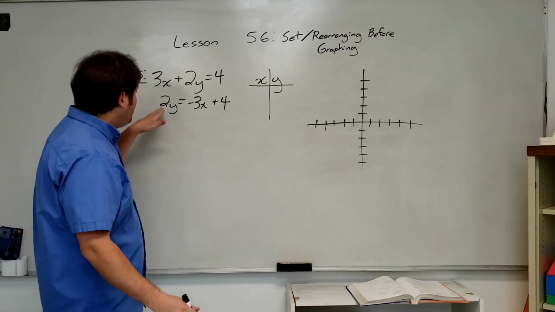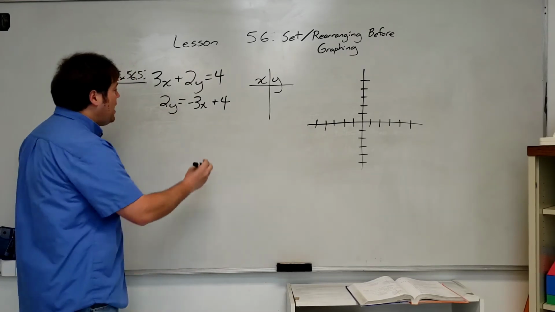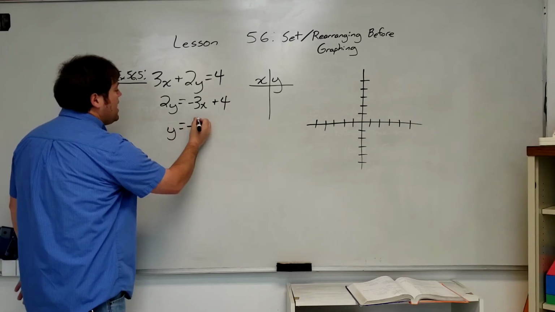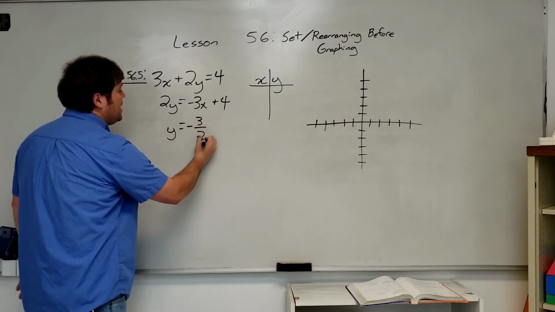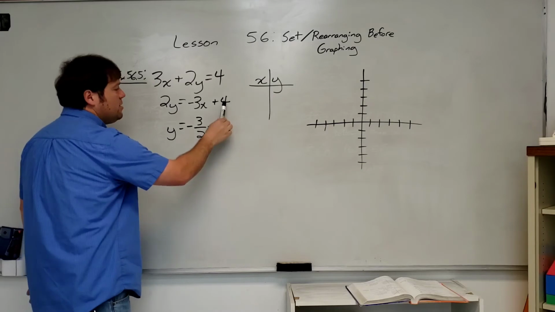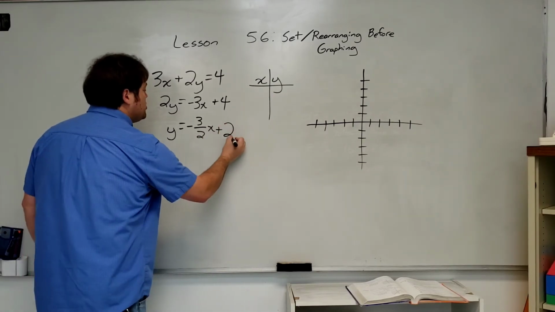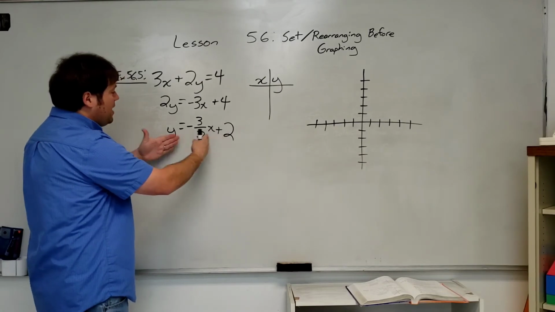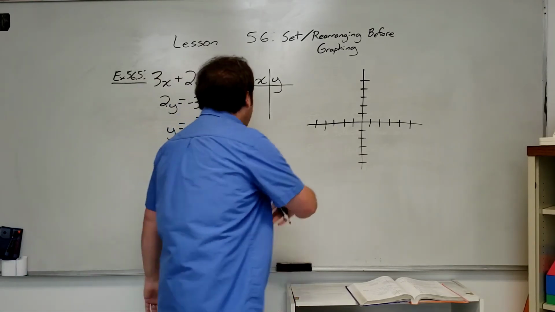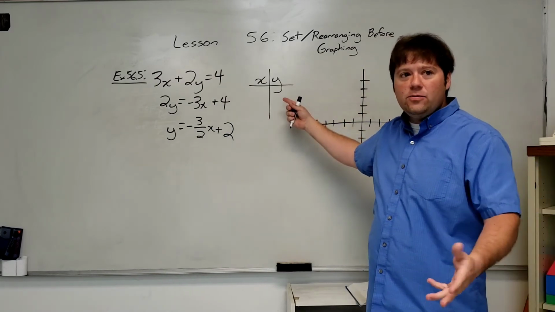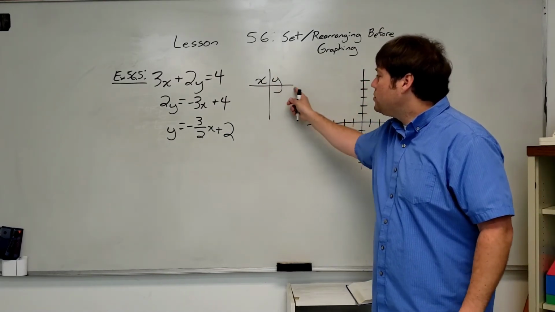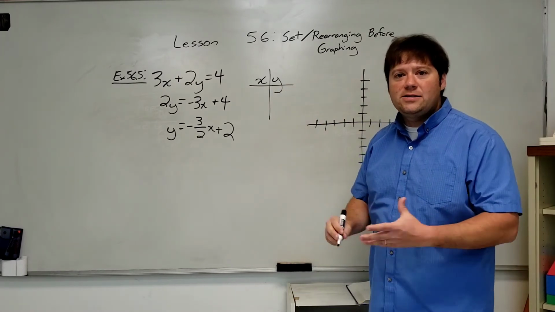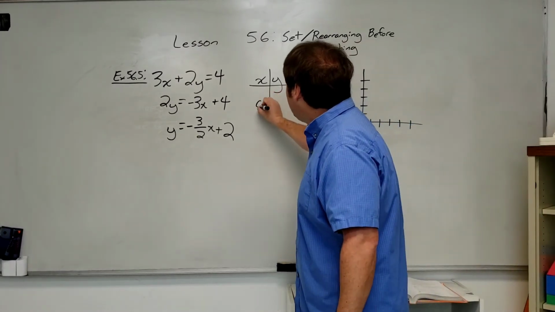Now, to solve for y, I want to get rid of that 2 that's with y, so I will divide everything by 2. It'll give me y equals negative 3 divided by 2 x plus 4 divided by 2, which is 2. So I've now rearranged. I've solved for y. So I've got a new linear equation here. Now we're going to go ahead and graph it, which we've already learned. We're going to make our little chart here, and we're just going to plug in a few simple numbers for x. Now remember, 0 is always a real simple one.